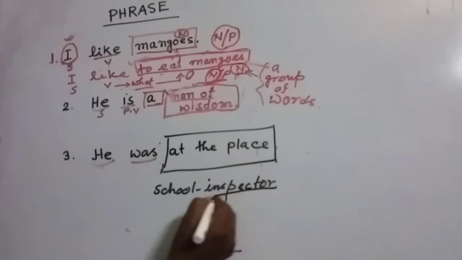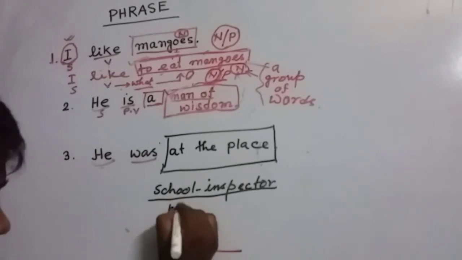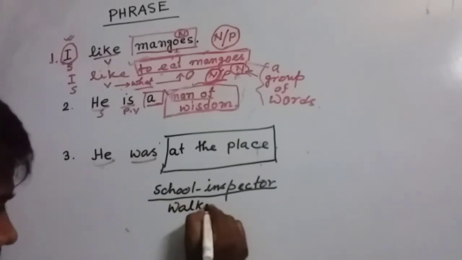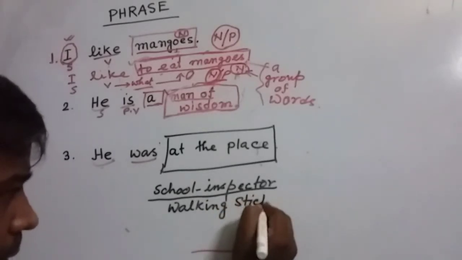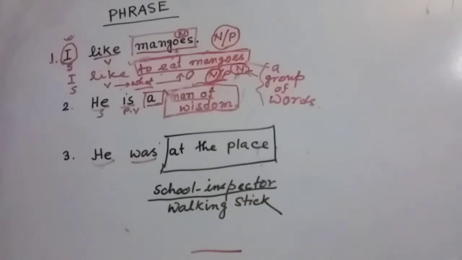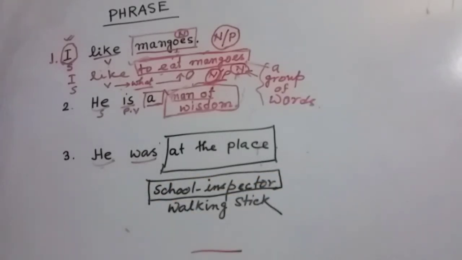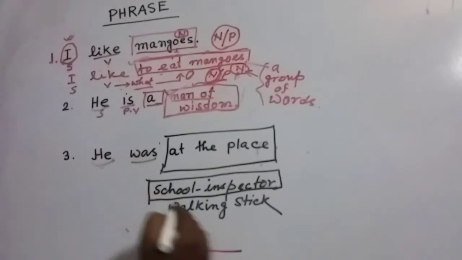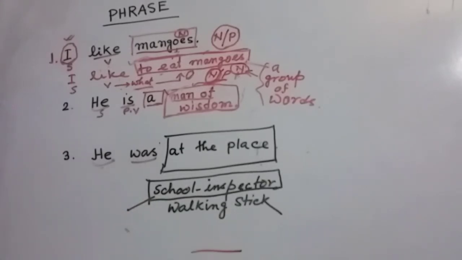You can see these types of words in sentences, like "walking stick." Actually, my dear friends, these are not groups of words. Maybe these types of words are formed with more than one word, because these types of words exist in our language.